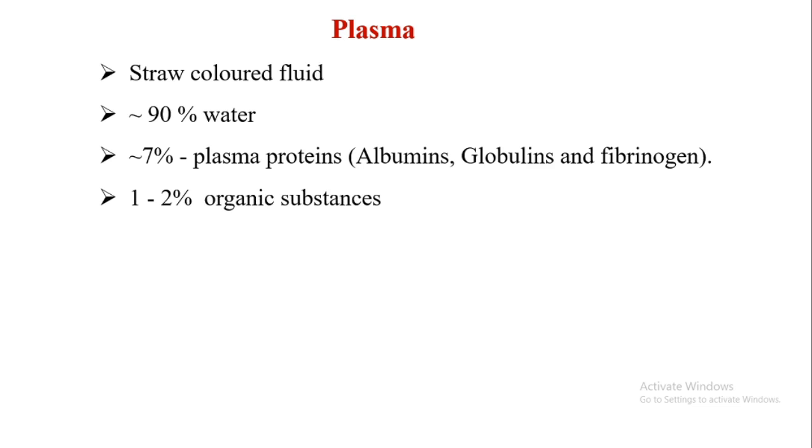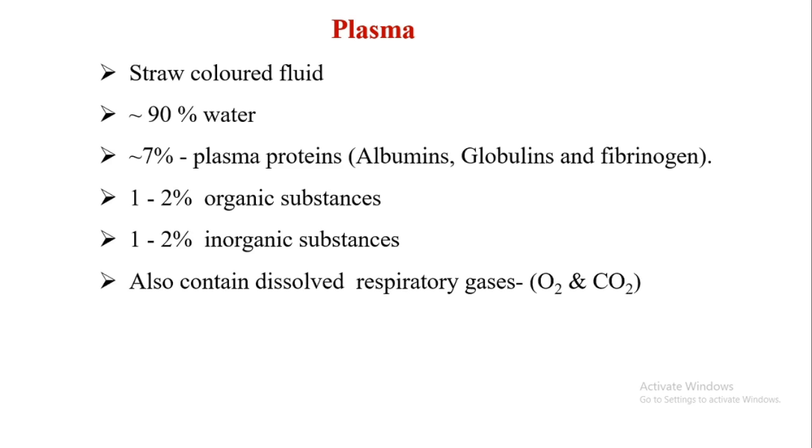Then plasma also contains 1 to 2% organic substances and 1 to 2% inorganic substances. Also, it contains dissolved respiratory gases like oxygen and carbon dioxide. As we have already stated, plasma proteins are of three types, albumin, globulin and fibrinogen. If the plasma is without fibrinogen, then that type of plasma is called serum. So, the only difference between plasma and serum is the fibrinogen.